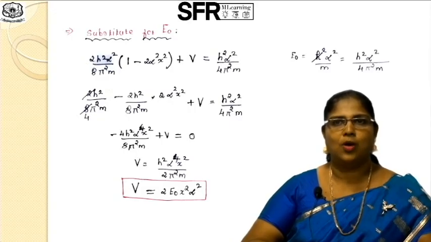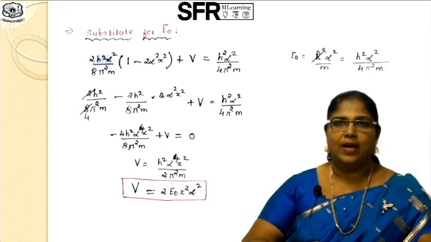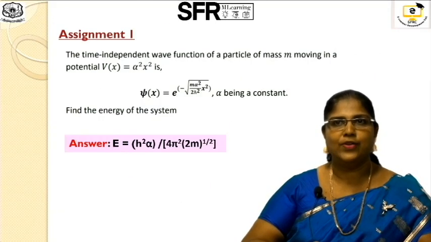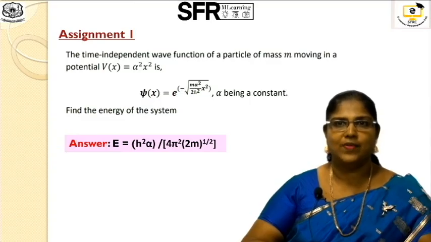I hope this problem is very clear for you people. It's a very simple problem. I have also given one assignment for you, a take home work. You can try to solve this problem, in which the time dependent wave function of a particle of mass m is moving, the potential energy is given and the wave function is given. What are they asking you? They are asking you to calculate the energy.